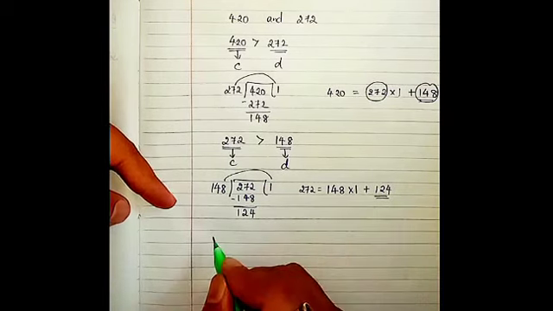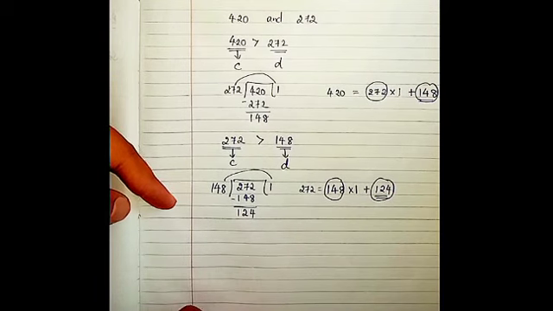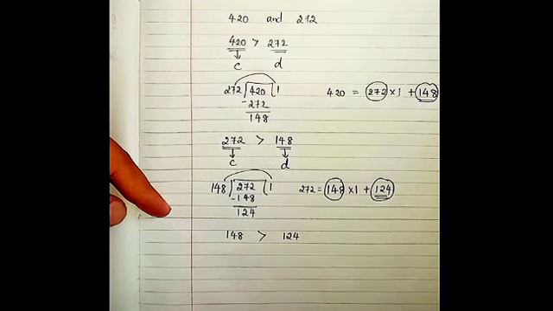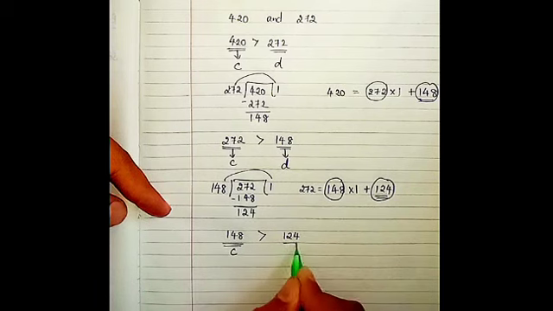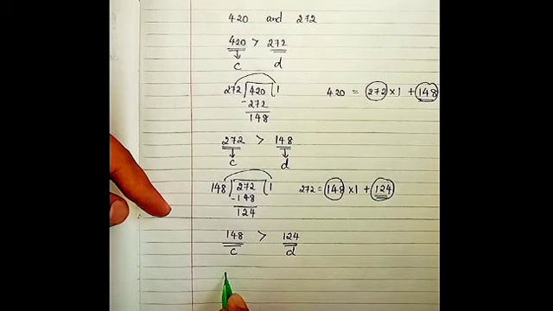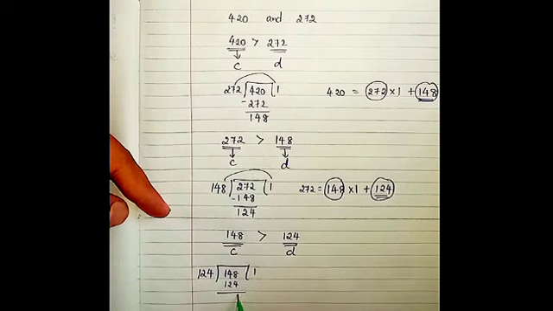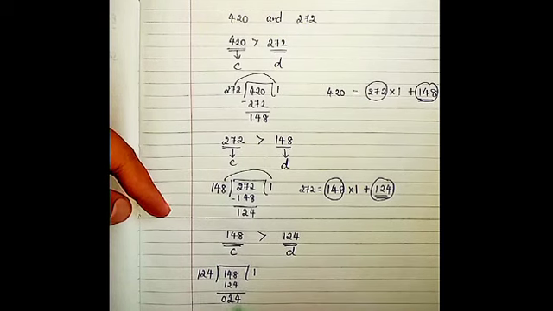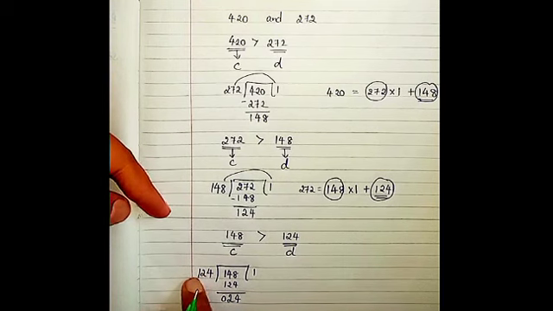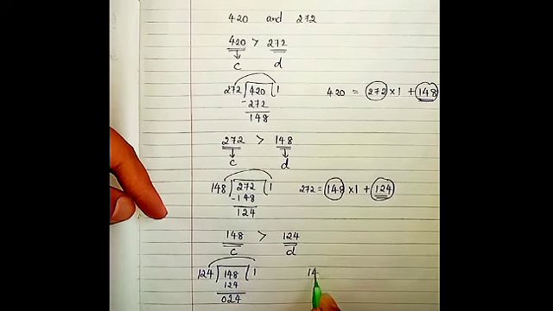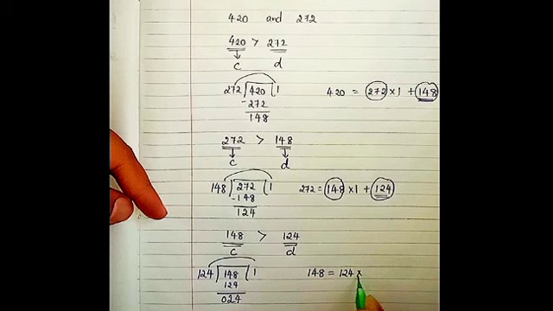Since remainder is not equal to 0, we have to again consider these two numbers and apply division lemma. So 148 and 124, this number is greater. So this will be my C value, this will be my D value, and I will divide 148 by 124. So 124 ones are 124. I am getting remainder 24, which is smaller than 124, and so no further division is possible. So I will again mention this 148 as 124 multiplied by 1 plus 24.